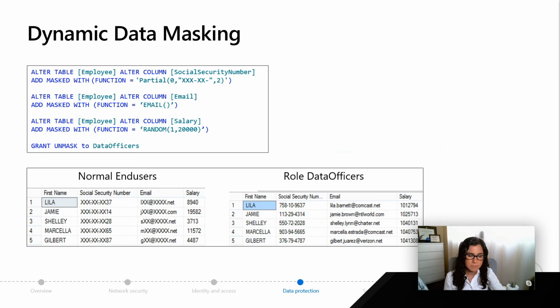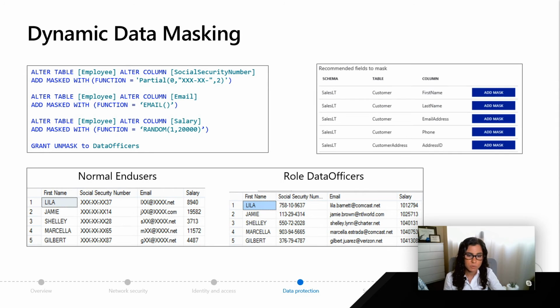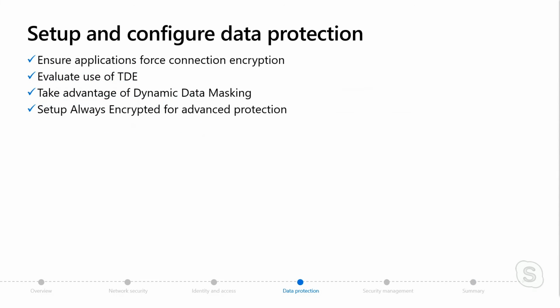Now, this is awesome as it is, but with the Azure SQL portal, you can actually go in and see recommended fields to mask. And this is going to be based on things that Azure SQL picks up as sensitive information. You saw us talk about encryption, talk about dynamic data masking, and the fact that pretty much the features that you know and love in SQL Server exist for Azure SQL.